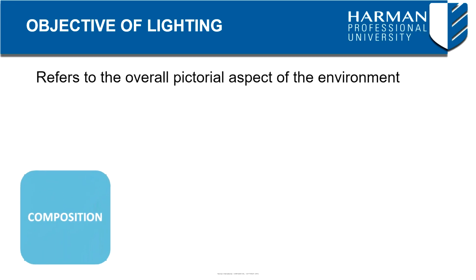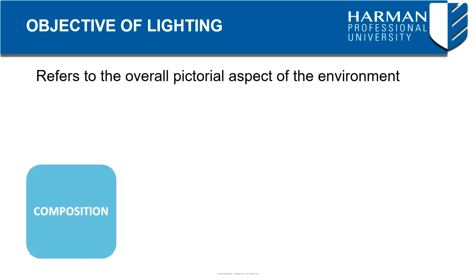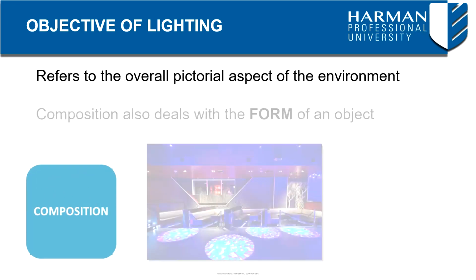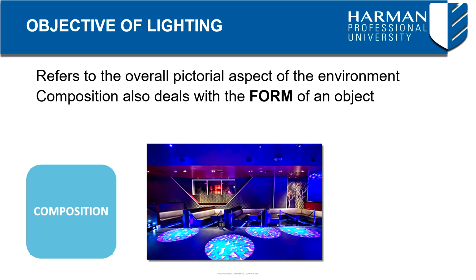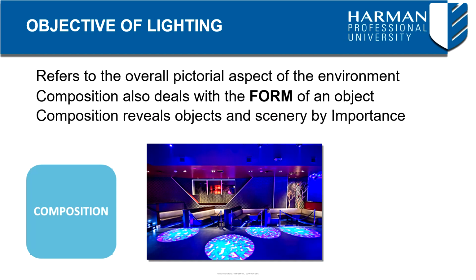Composition refers to the overall pictorial aspect of the environment as influenced by the lighting. Composition also deals with the form of an object. A particular environment may be broadly flooded with soft, even lighting, revealing every object equally, or it may be illuminated by highly localized lighting on a particular object only, or anything in between. So composition in lighting must reveal objects and scenery in proportion to their importance by building a visual picture.